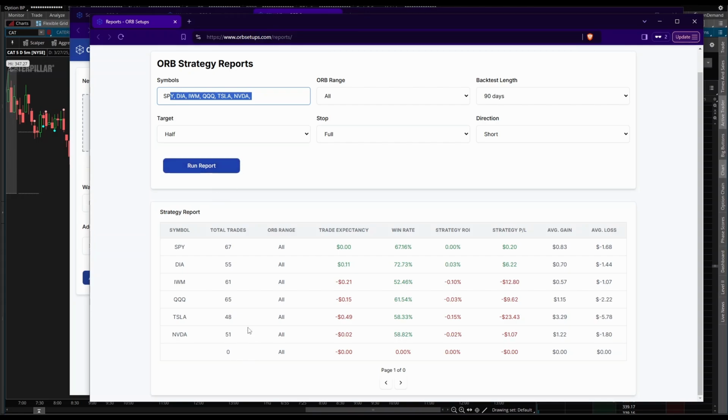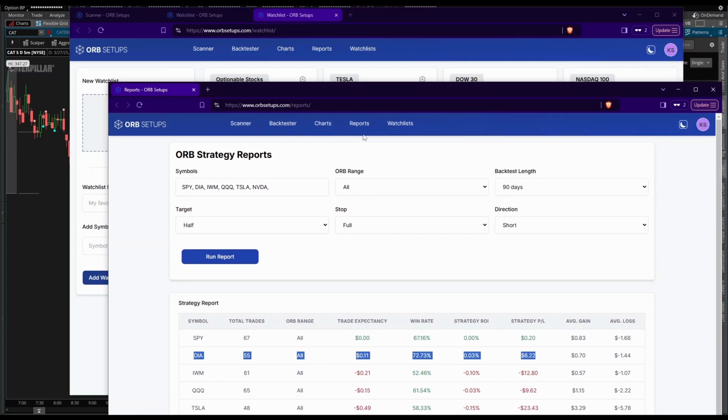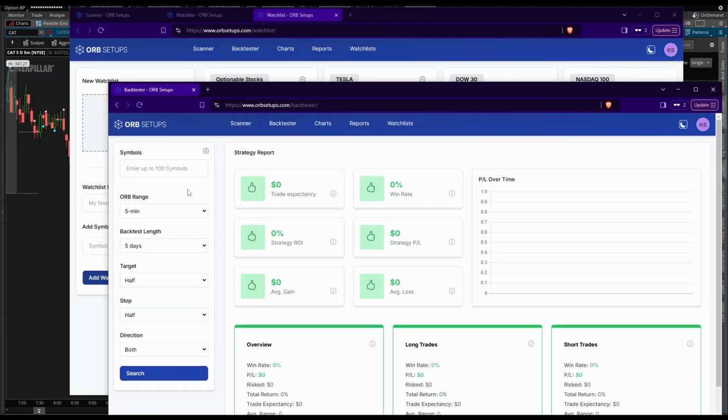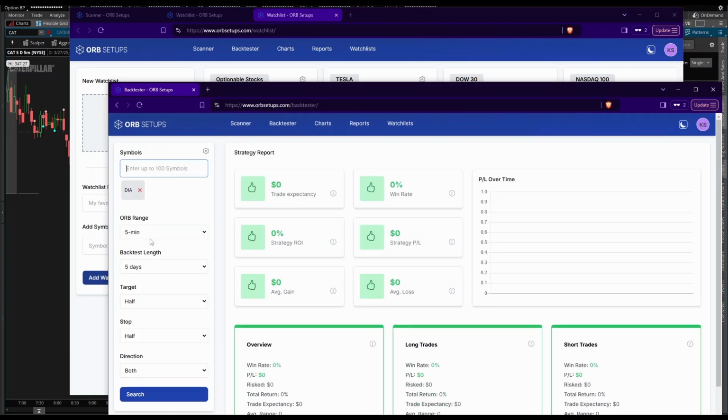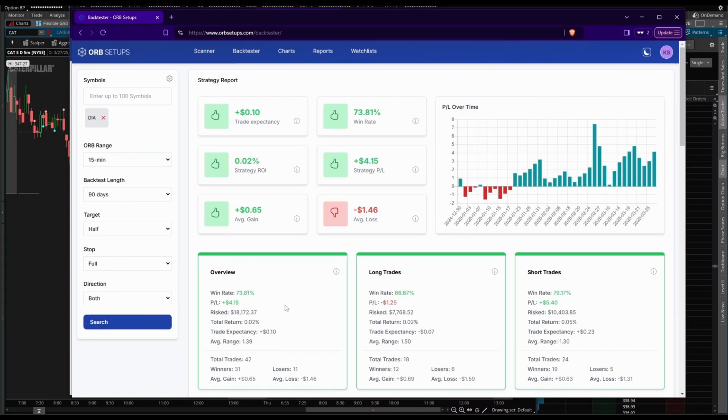Once you find the symbol you want to dive deeper into, so say here Dow is the one that stands out, that's where you can then come inside of the backtester and actually dive deeper into the Dow. So now I can load in the Dow. I can say, Dow, I'm more intrigued by the 15-minute. We want to analyze the past 3-month performance, and we said this was the half range target, full range stop.